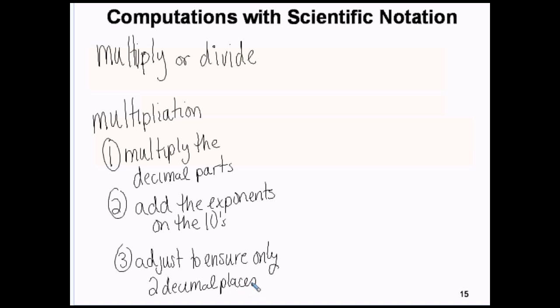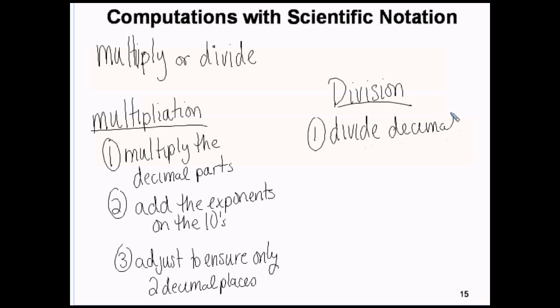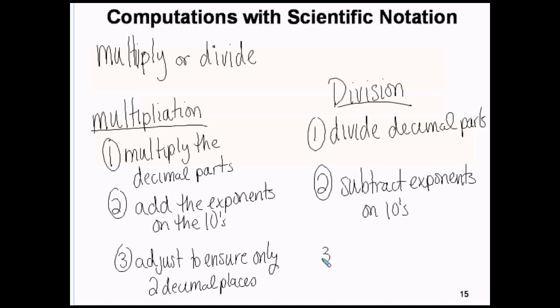Okay, if you're multiplying, you multiply the decimal part, add the exponents on the 10, and then you might have to adjust it, because if you multiply the decimal parts and it gives you the wrong format, the wrong number of decimal places, you have to move the decimal over, and I'll show you guys how to do that. And if you're dividing, you divide the decimal parts. You subtract the exponents. And then make your adjustments.